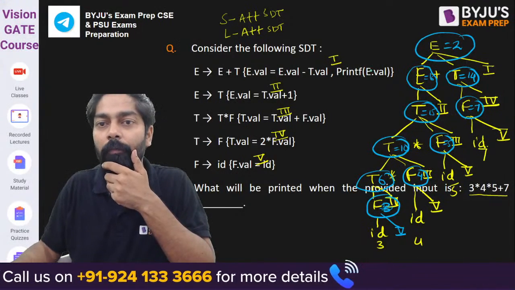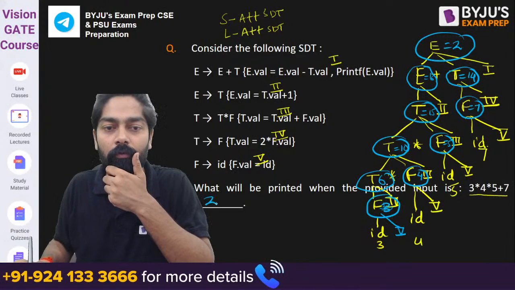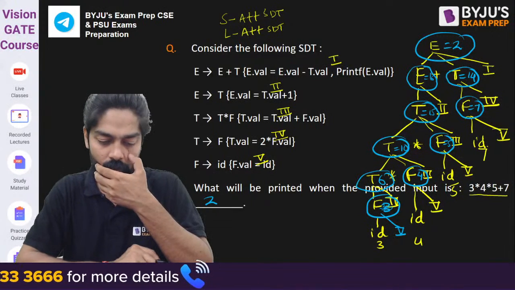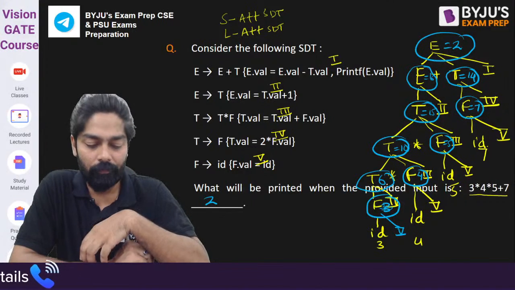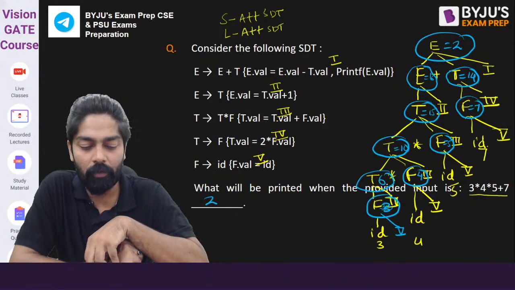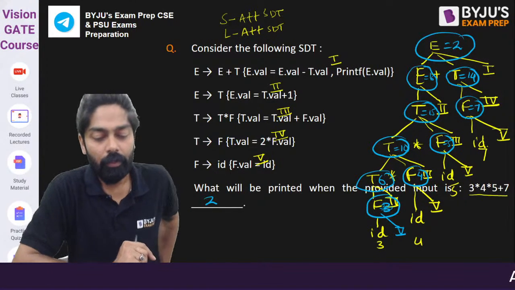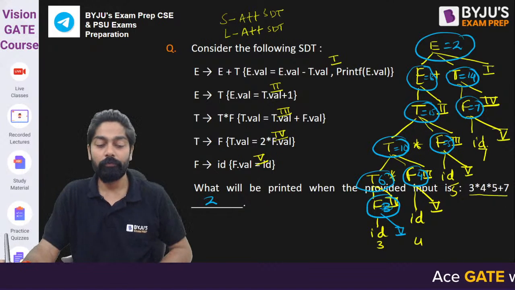And print E dot value. The answer will be 2. 2 is the answer for this one. If you don't understand, please let me know.